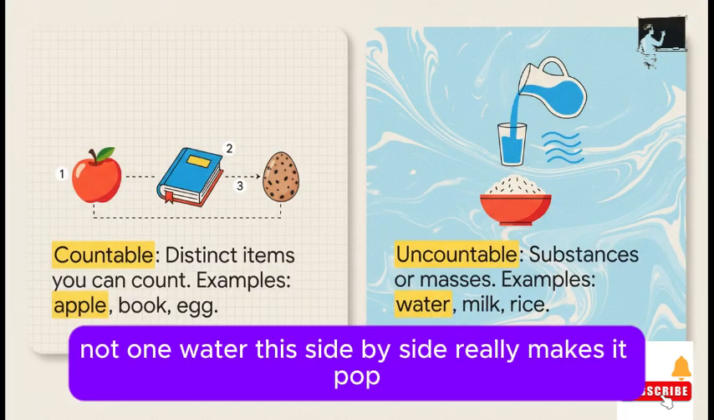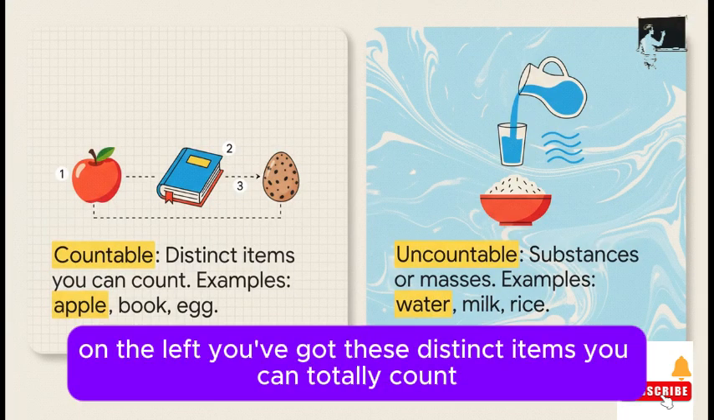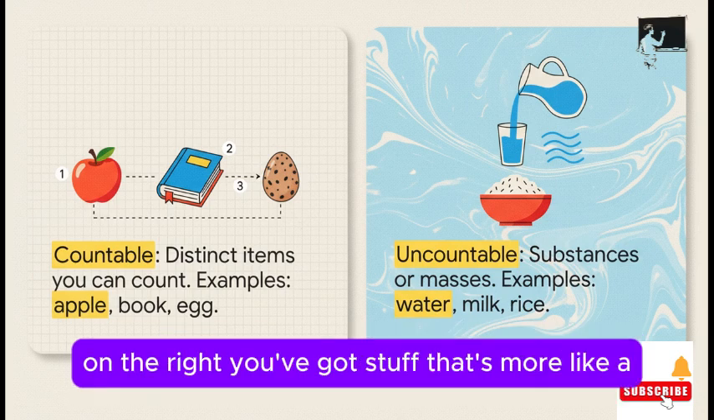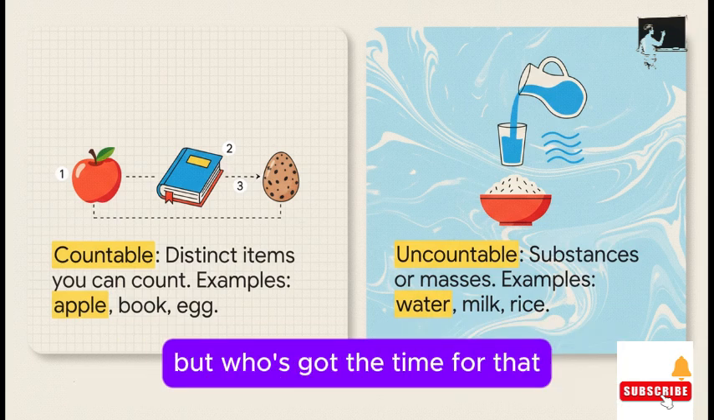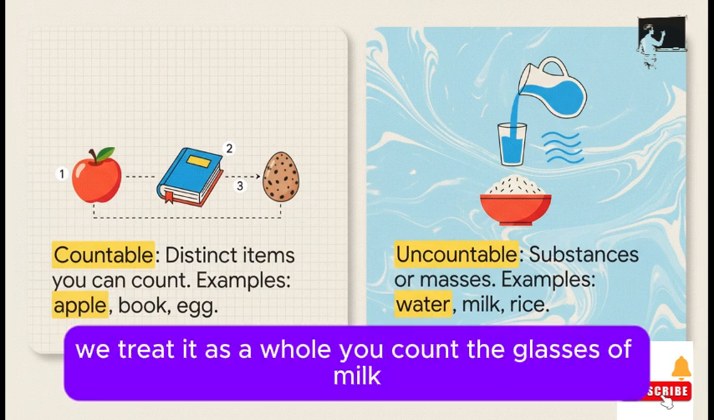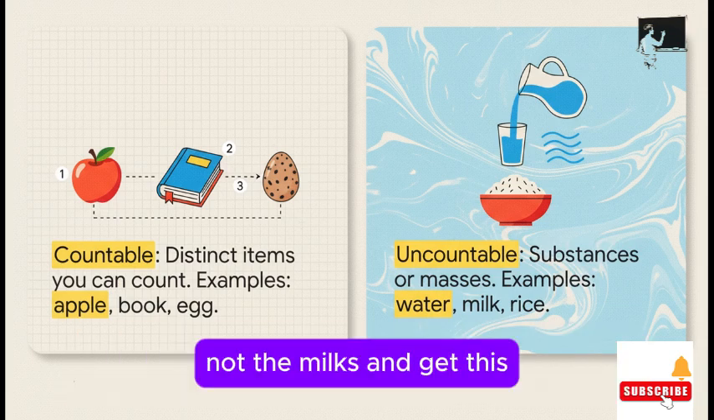This side-by-side really makes it pop, doesn't it? On the left, you've got these distinct items you can totally count. On the right, you've got stuff that's more like a mass. I mean, sure, you could technically count every single grain of rice in a bowl, but who's got the time for that? We treat it as a whole. You count the glasses of milk, not the milks.